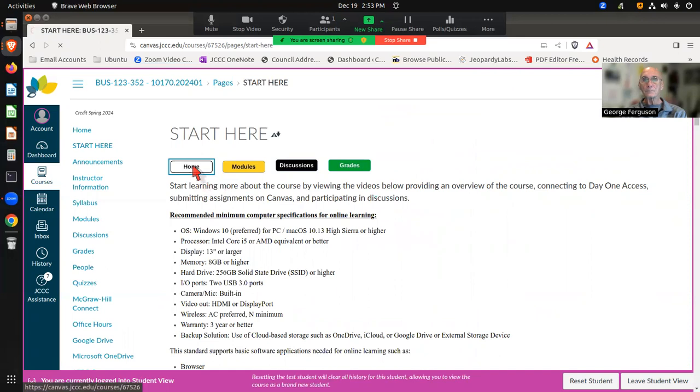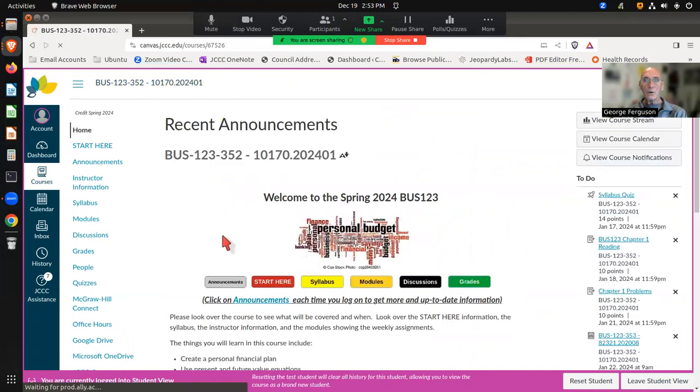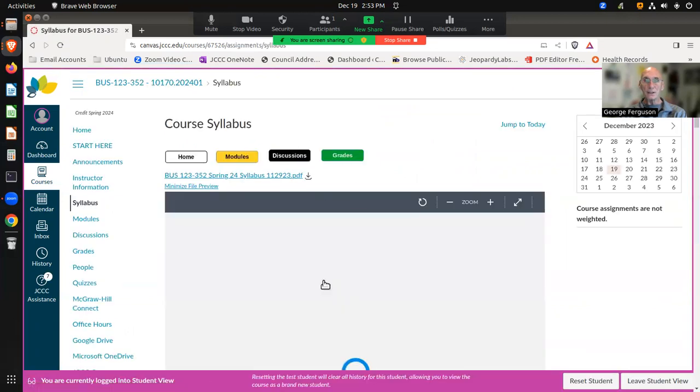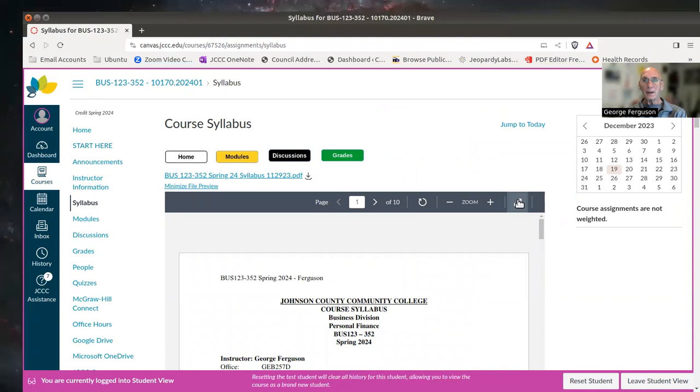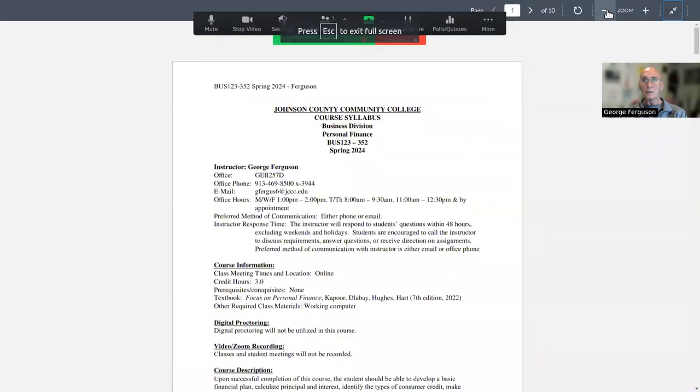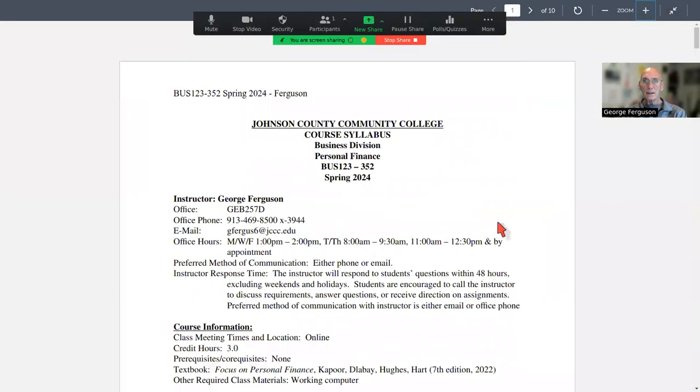Now, what we're going to do is walk through the syllabus and look at some of the things that are required. So you click on syllabus, and you can expand it if you want. I'm going to bump it up just a bit. So you have my office and office number here and how to access it and how to email me, my typical office hours. And if you need to meet at some time that's not convenient to those times, just give me a call, send me an email, we'll set something up.